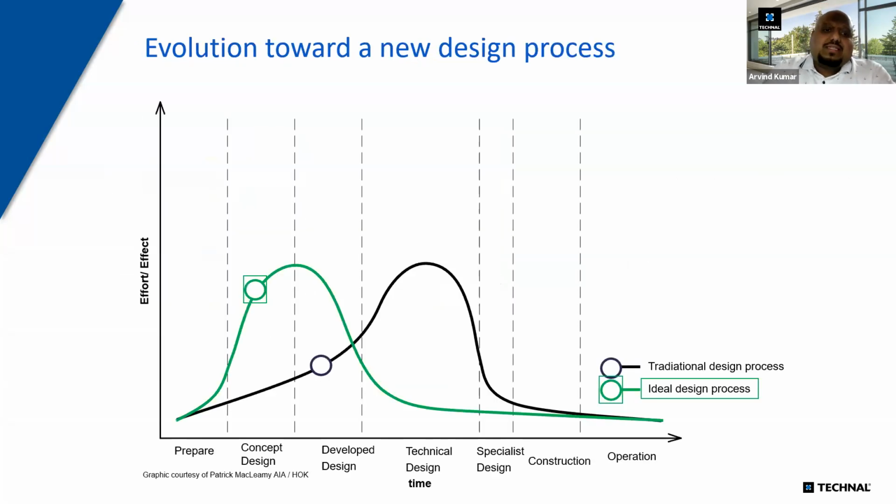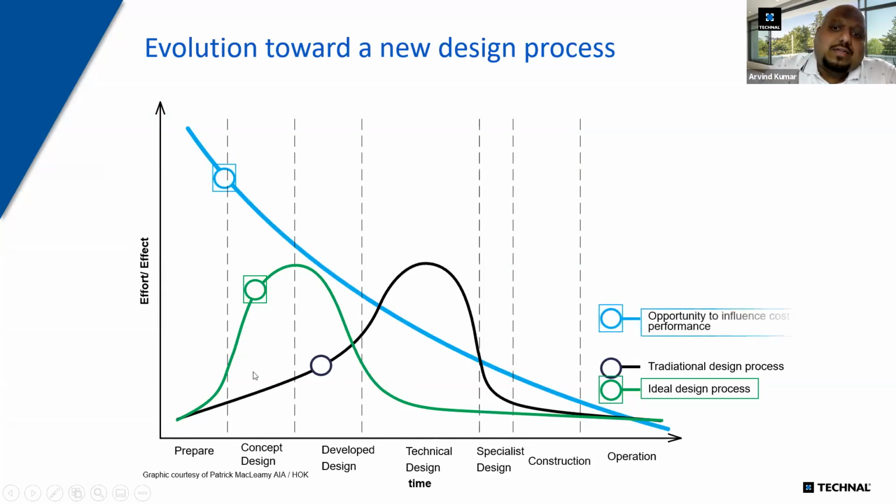He further expands in a study saying that in a conventional design process, when you have some kind of changes in the design or shift in the elements which are used in the project, the earlier you do it, the better results you have rather than doing it at a later stage of the project, right? So he understood that the opportunity to influence the cost and performance will get lower and lower as a project goes into construction and operation.